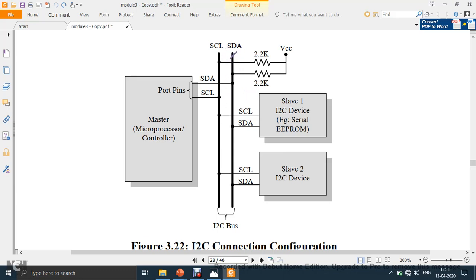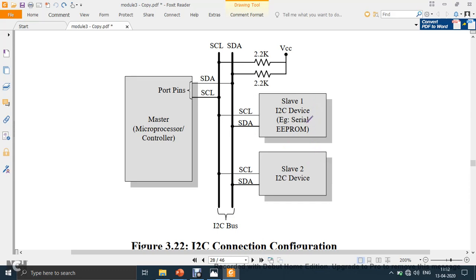Okay, they are at logic 1. So they are at logic 1 normally. If nothing is happening, both are at logic 1. So you can see this is the master, which is the processor of the controller, which has again two pins, two ports. One is for SDA and one is for SCL. And you can see these are the two slave devices, slave 1 and slave 2.